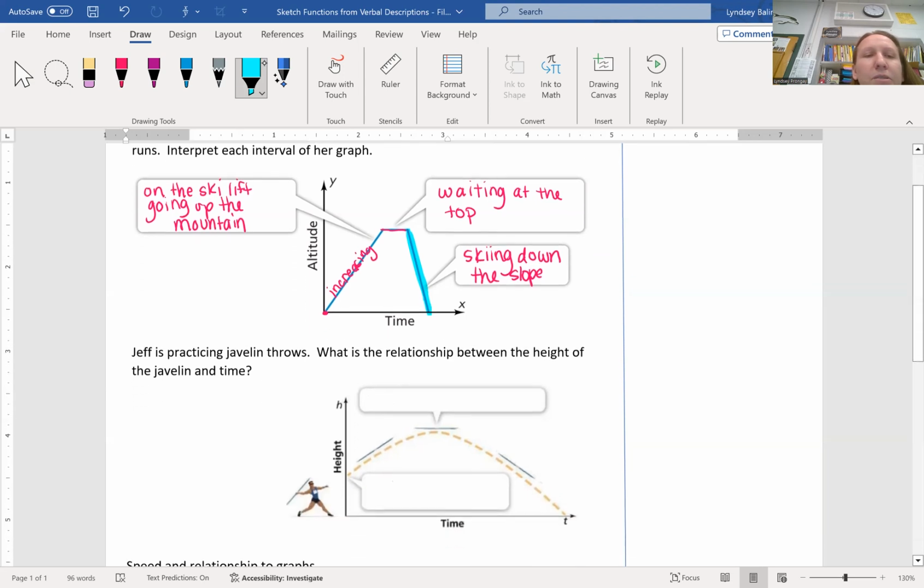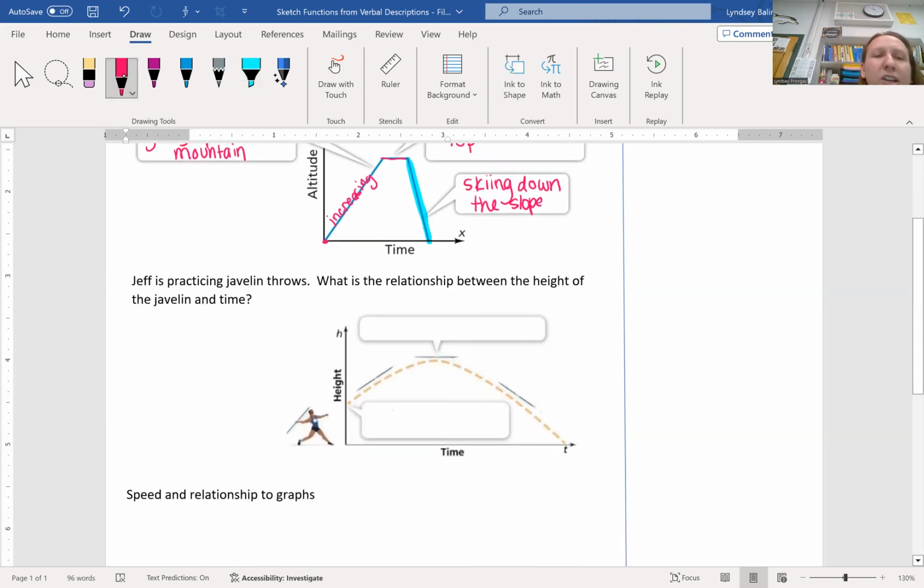Okay, so next one, Jeff is practicing javelin throws. What is the relationship between the height of the javelin and time? So when you throw things, this is actually getting into some algebra. So we're not going to go too deep into it, but when we throw things, it actually follows what's called a quadratic path. That's where we deal with x squareds and stuff like that. We're not getting into the technicalities, but it's good to know that when we throw things or kick things, they form this arc as they go up in the air.